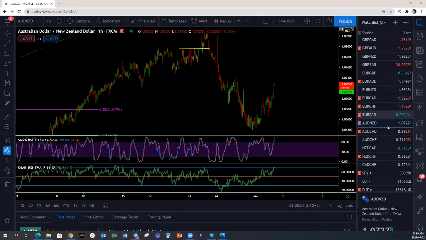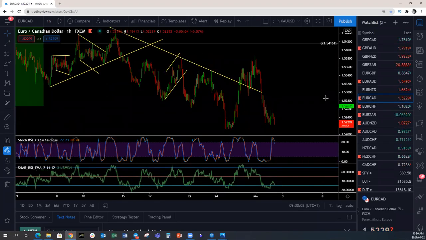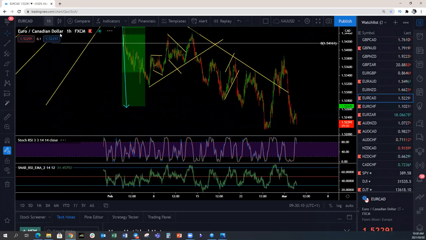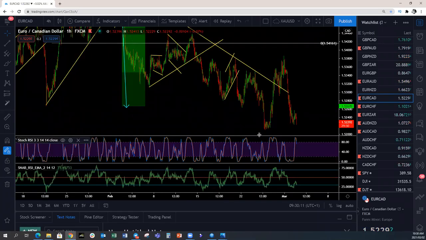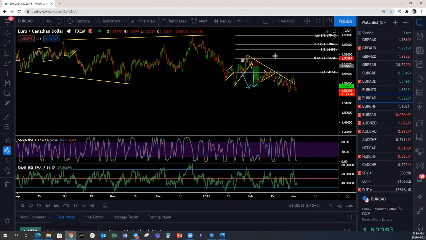EuroCAD, I'm not even looking at a setup on EuroCAD. I'm not looking at a setup, so can't exactly give you the targets. I can just show you the focus, but I'm not taking a new trade here. Remember the trade setup that we had on EuroCAD was here, targeting this level, which has now been reached, but this can go further down.